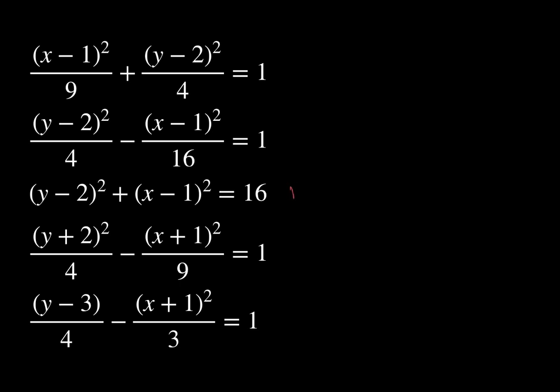Actually, in the way this one is written, we could also say that the radius is 4. The center of that circle is 1, 2. What makes this 0? What makes that 0? Subtracting.